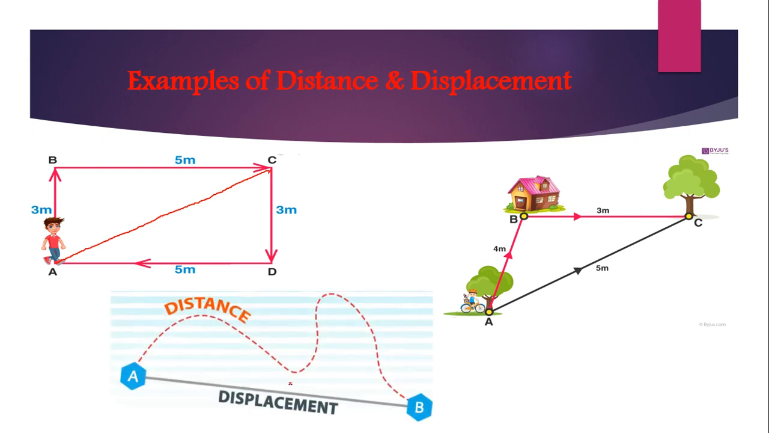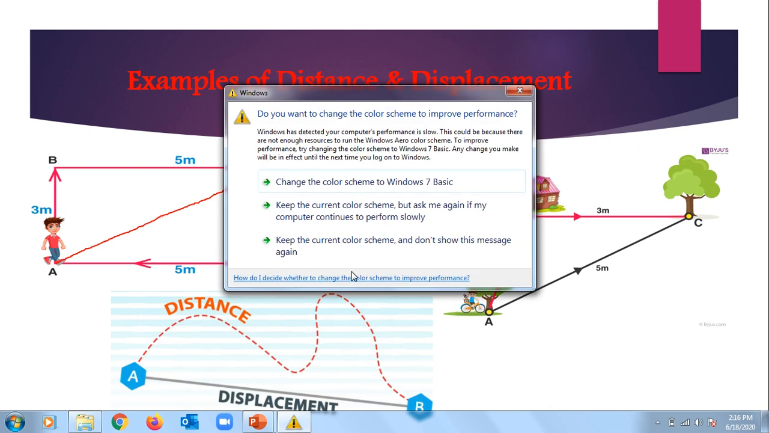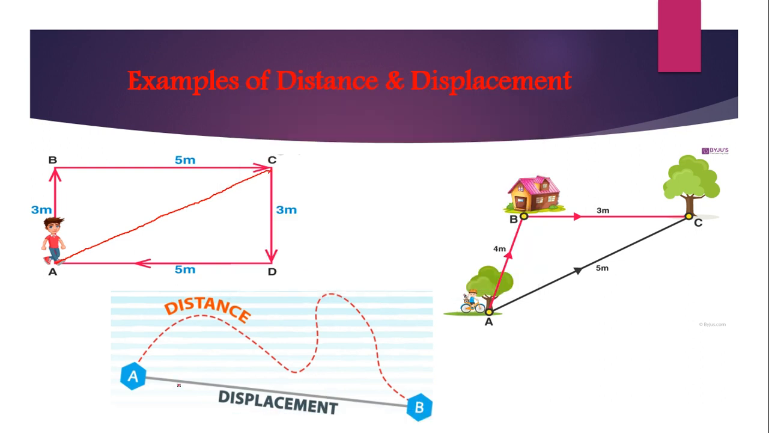We have one more example here. Let's say an object traveled using a zigzag path and it reaches position B. What will be the distance traveled by the object? The distance will be the total path length that it has covered from this position to this position. And when we have to calculate displacement, it will be this shortest length that gives us the displacement covered by that object. So we got the conclusion about distance and displacement.